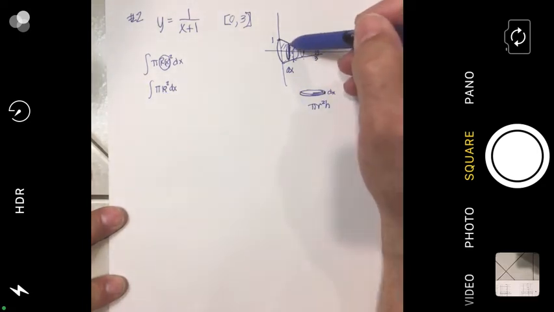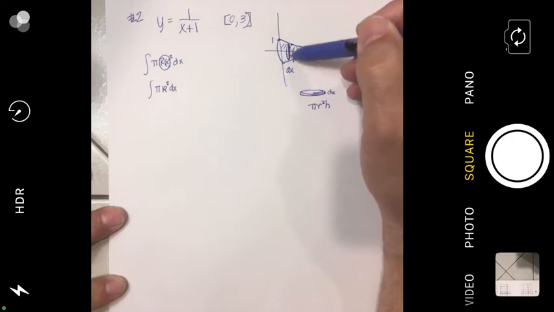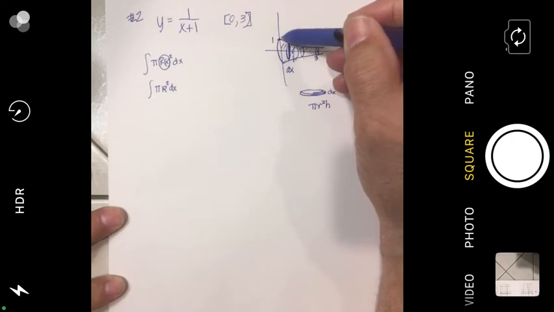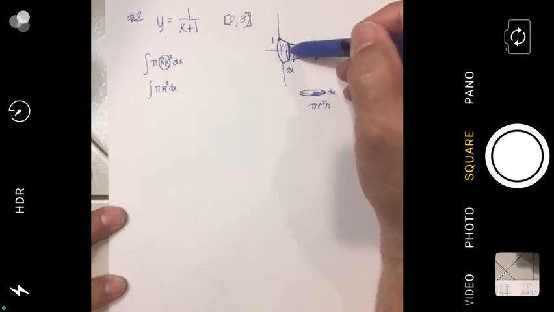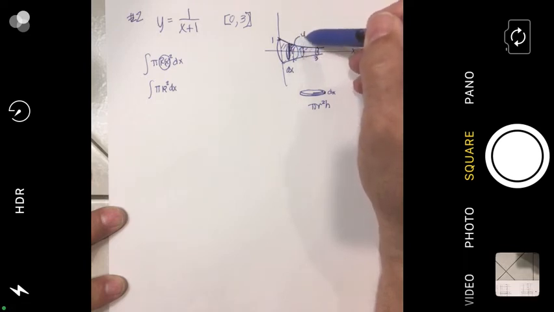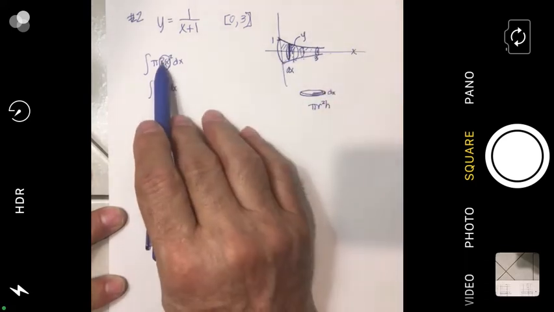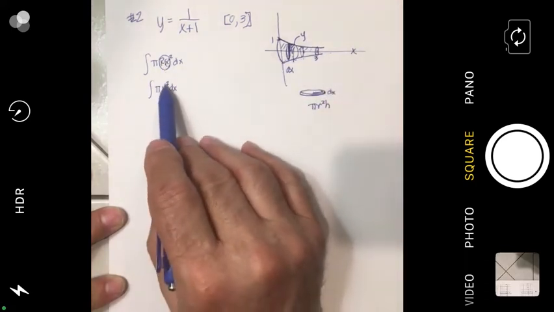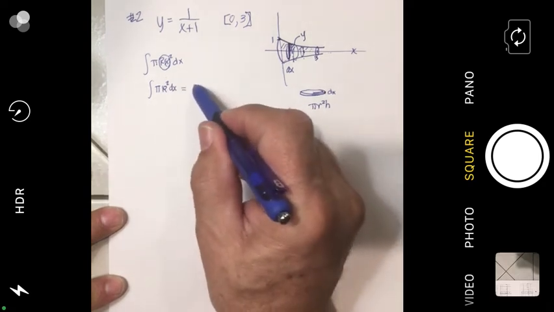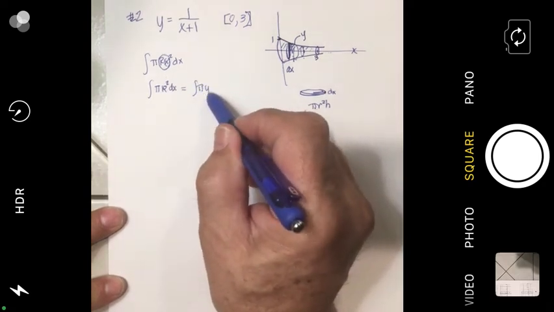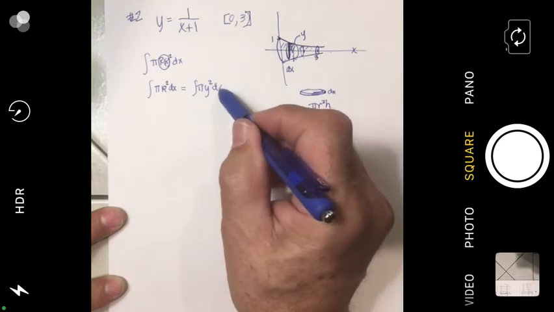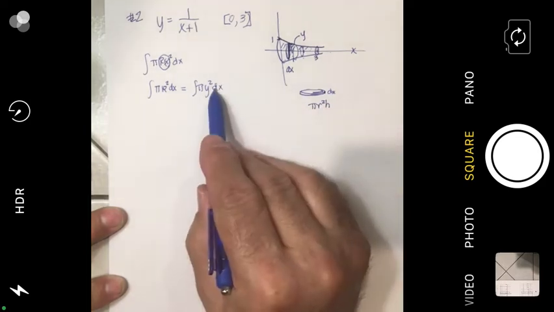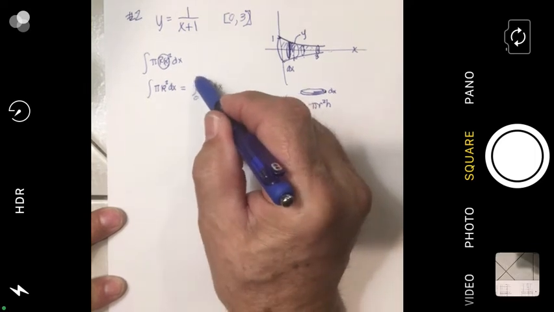Well, the radius of this coin that's sitting on its edge is going up and down. So it's going to the curve, and the distance from the x-axis to the curve is a y height. So the radius is y. So the radius squared would be y squared times dx. And of course, the x is going to go from 0 to 3, so let me get those on there.